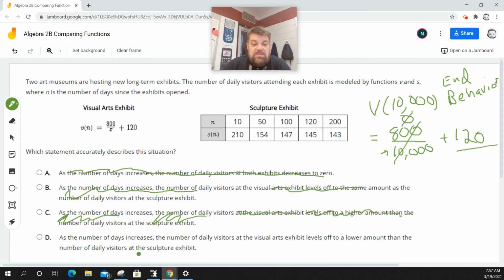Now D says, as the number of days increases, the number of daily visitors at the visual arts exhibit levels off to a lower amount than the number of daily visitors at the sculpture. Based on the data that they show us, yes, right? This will become lower. It's a long-term exhibit. The question we have to ask ourselves is how many days is that exhibit in question? But based on the data that they've given us, we can say that it's true.